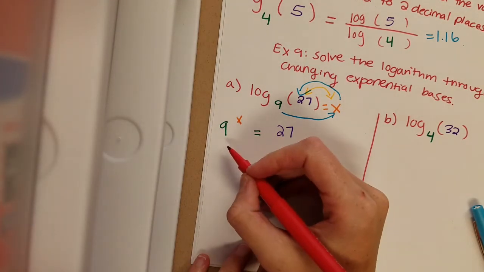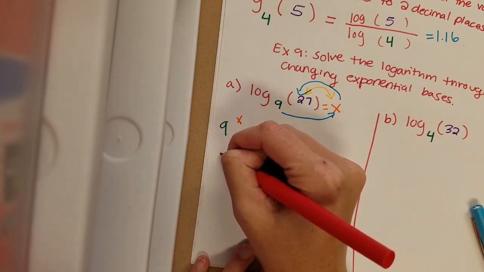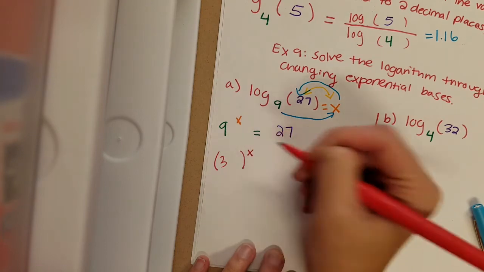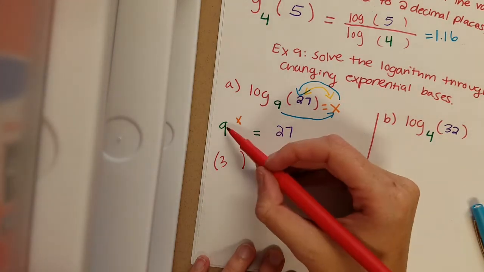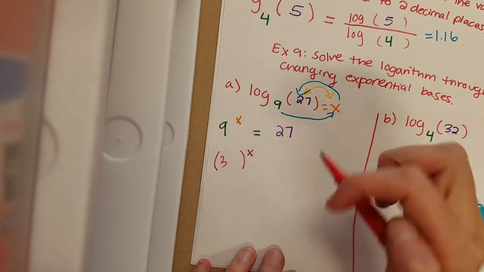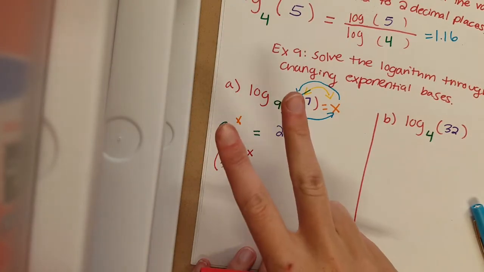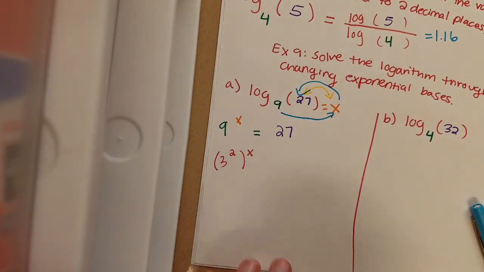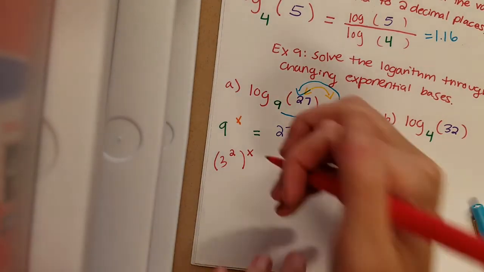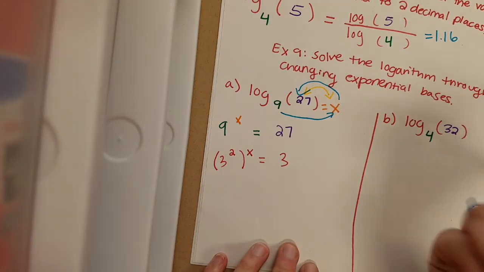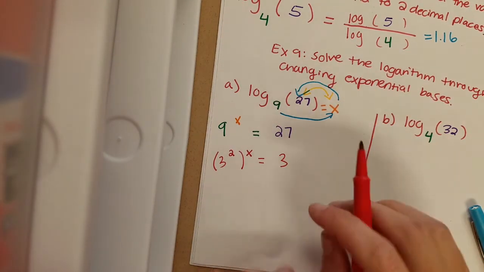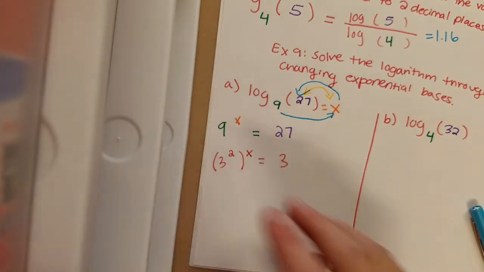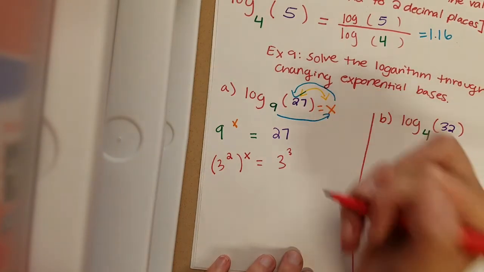My 9, we're going to convert to base 3. I'm going to leave my x outside my parenthesis, and we'll deal with that in just a moment. So I need to think about 3 to what power will give me 9? Well, 3 times 3 is 9, so it's 2. So my new exponent is 3 squared. Now on my other side, we need to think about 3 to what power will give me 27. 3 times 3 is 9, times 3 is 27. So it's going to be 3 to the third power.